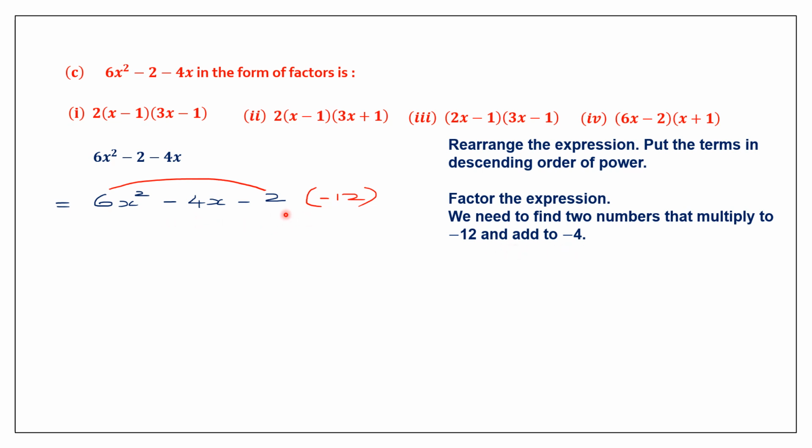Two numbers that will give us negative 12 when we multiply and negative 4 when we add. What are those two numbers? Those two numbers are negative 6 and 2. Now let's work it out and see.